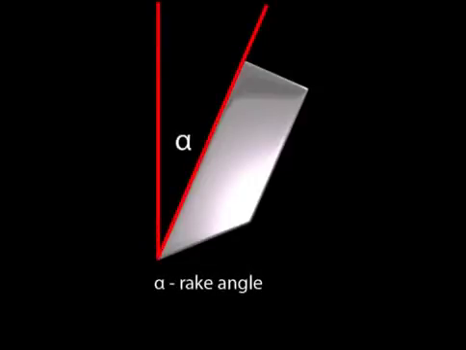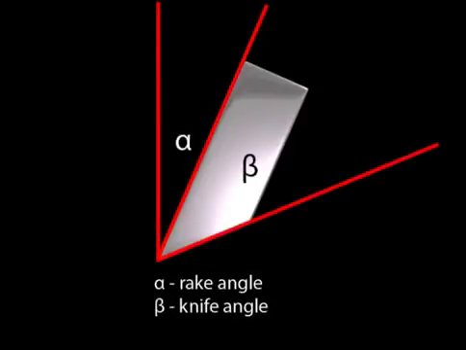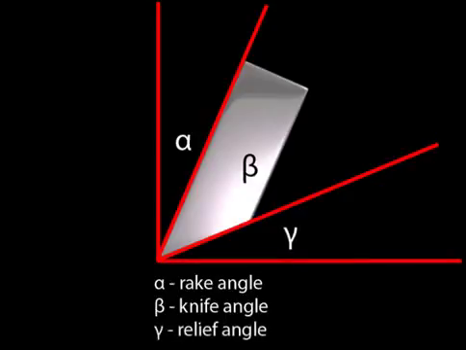There are three major angles to consider when looking at a simple knife edge. There's the rake angle, as denoted by the symbol alpha, knife angle denoted by beta, and relief angle denoted by gamma.